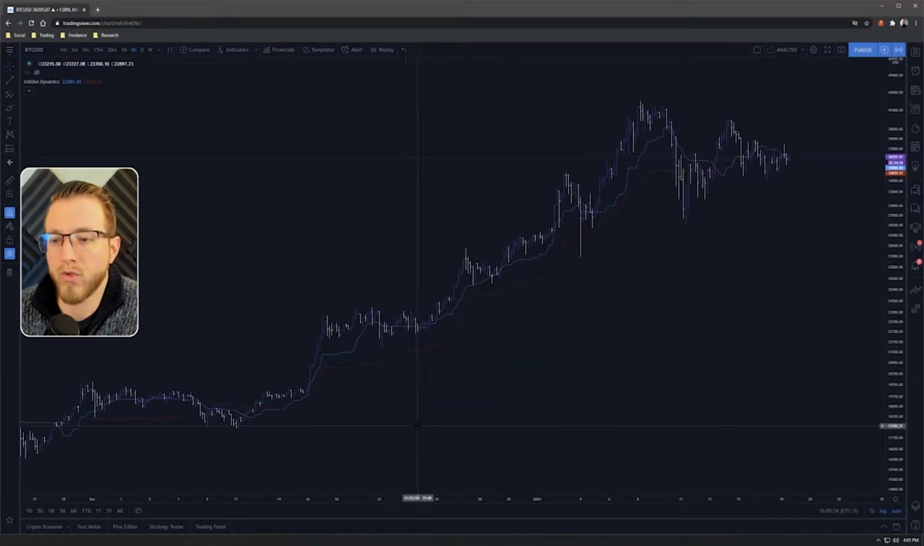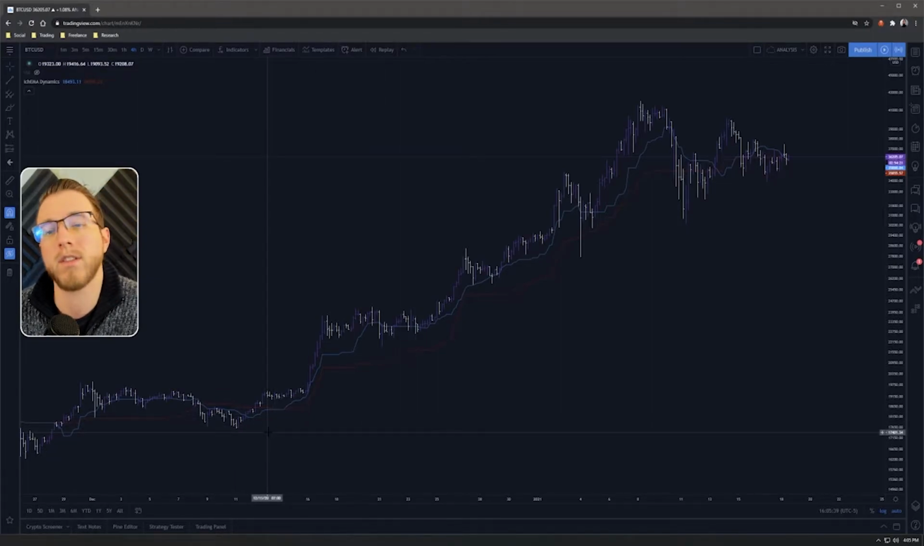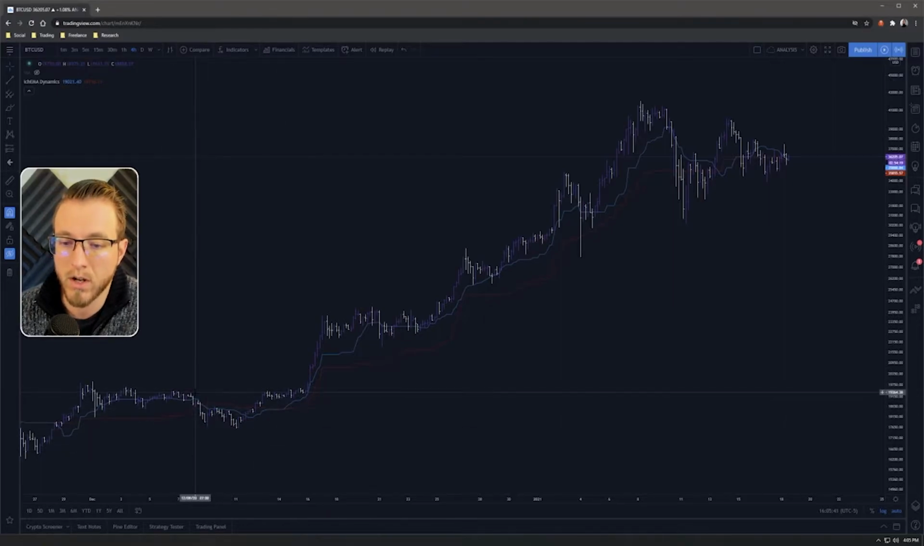So one way to trade this is trading the TK crosses. That's when the Tenkan-sen and the Kijun-sen lines cross, as you can see here. So we had a TK cross here.